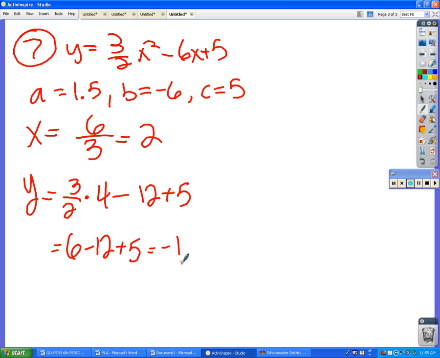Where's the 4? How'd that get there? This 4 right here. I took this 2 and plugged it in for x, and 2 squared is 4. Oh, no, you gotta do your exponents first. Exponents first. So yesterday was not our day. Okay, and then last one of these dumb ones.